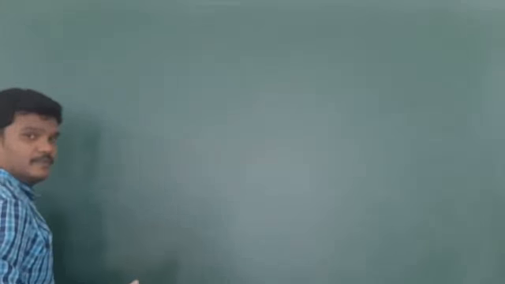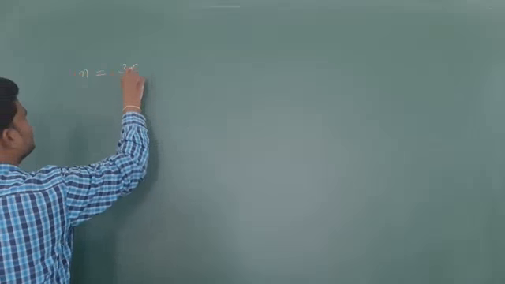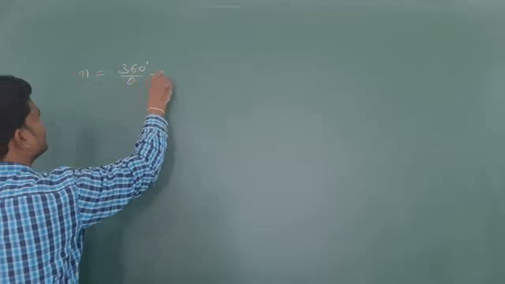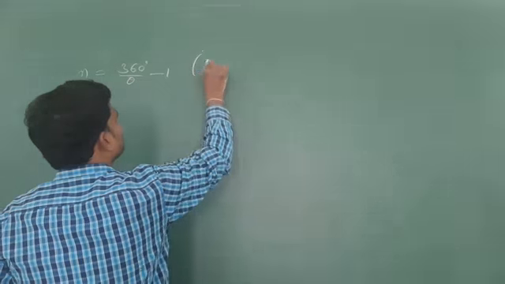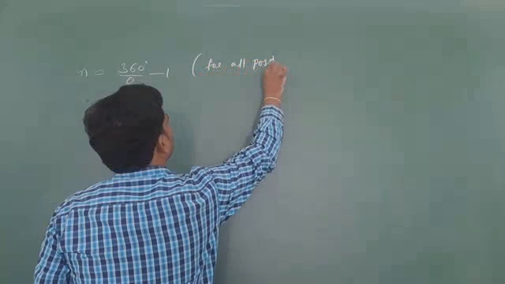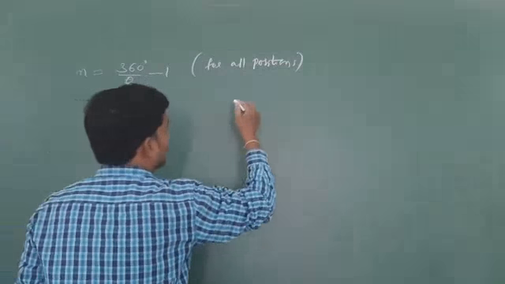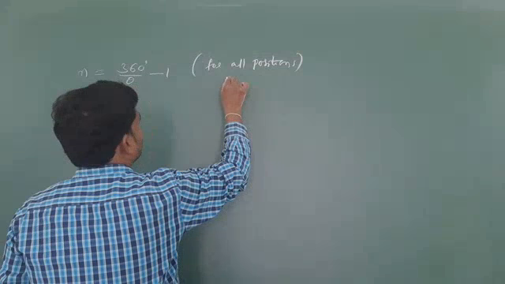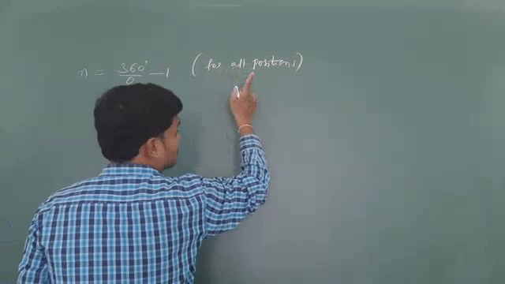So generally, to get the number of images when plane mirrors are inclined at an angle theta, we can use one formula: number of images equals 360 degrees by theta minus 1. This is the basic formula for all positions of an object.